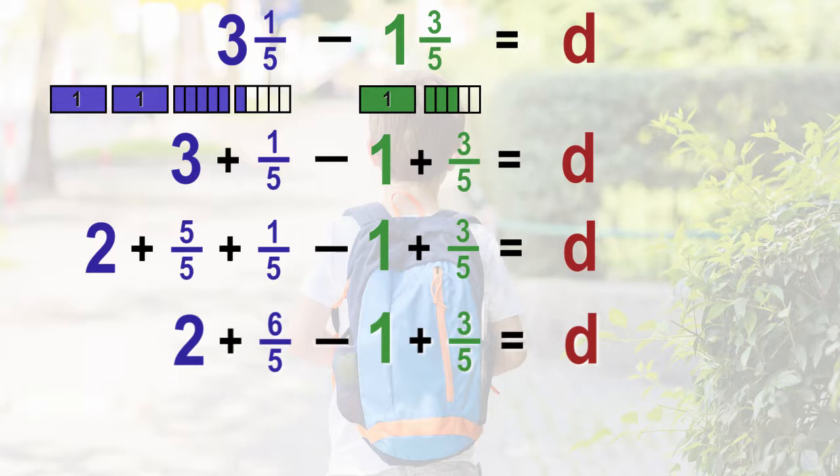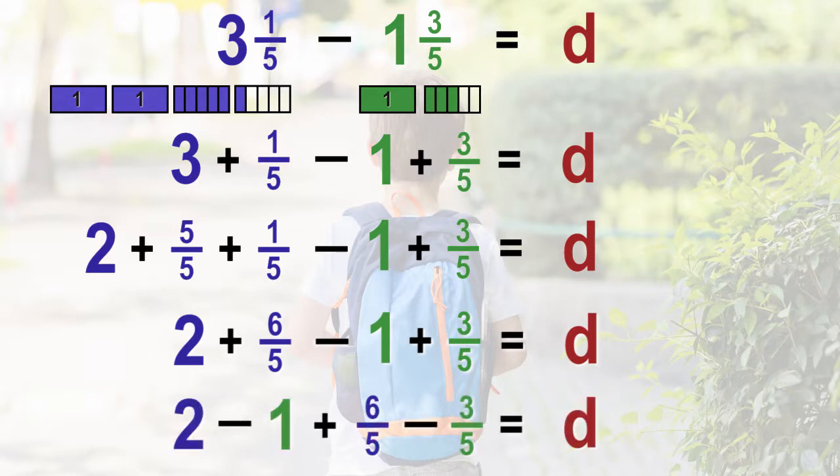If we place the wholes together and the fractional pieces together, we can subtract the 3/5 from the 6 fifths and the 1 whole from the 2 wholes. The equation will read 2 minus 1 plus 6 fifths minus 3/5 equals d. Maxwell had 1 3/5 miles to drive in the car.